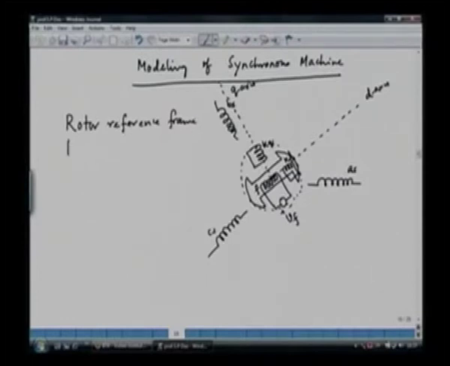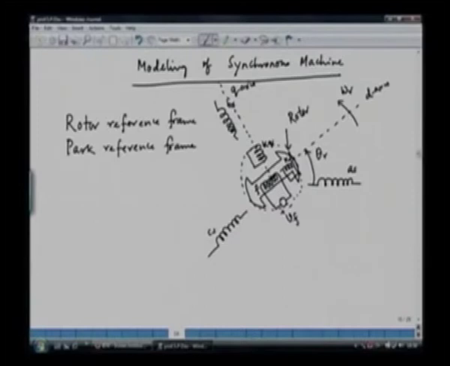and this is also called the Park reference frame, after the name of a scientist called Park. Now this reference frame is attached with the rotor. This is the rotor here. The rotor is rotating at a speed of omega r radian per second, and we assume that the phase sequence is ABC, rotating from phase A to phase B to phase C, and the angle between phase A and the D axis is called the rotor angle, that is theta r.